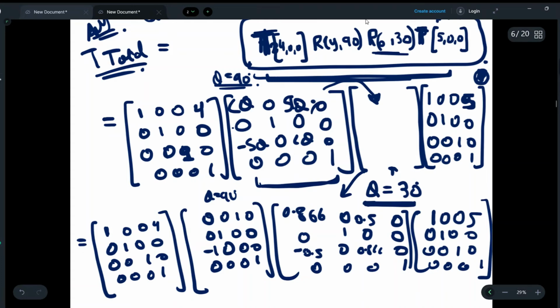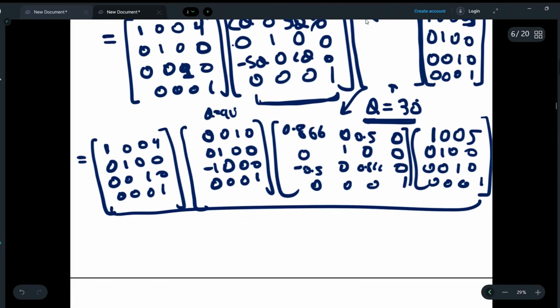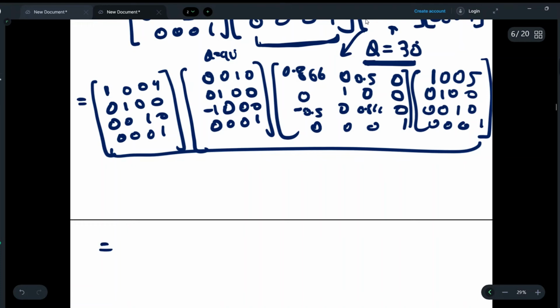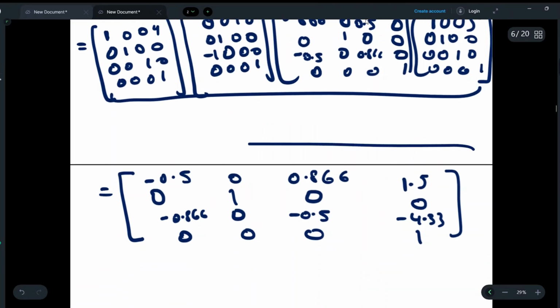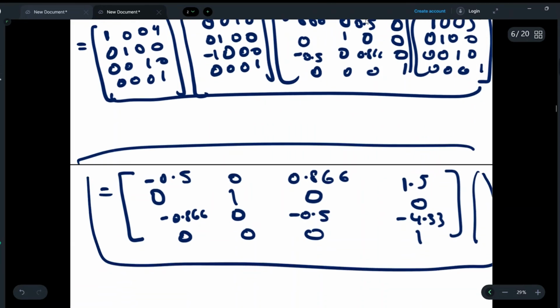So now on multiplying this matrix, you will get the resultant transformation matrix that we had to find out in this question, which will come out to be minus 0.5 0 0.866 and 1.5. Then you will have 0 1 0 0. Then you will have minus 0.866 0. Then you will have 0 minus 0.5 and minus 4.33. Lastly, you will get 0 0 0 1 over here. So this is your final answer that you had to find out according to the question.